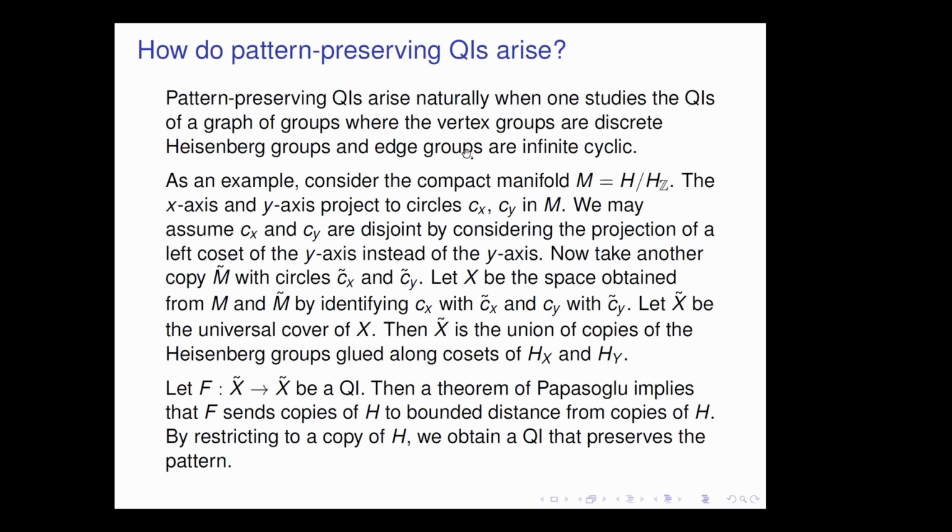Okay, so instead of recalling the definition of graph groups, let's just look at one example. So consider a compact manifold, which is the quotient of the Heisenberg group by the discrete Heisenberg group. The x-axis and y-axis project to two circles in this manifold.